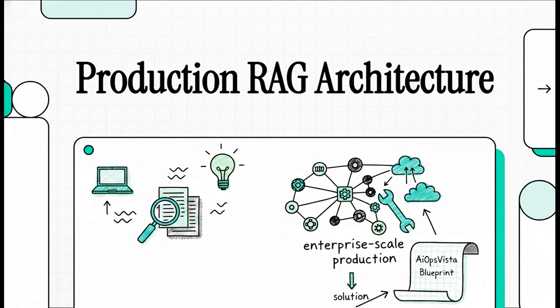But taking that magic from a local, contained prototype to massive enterprise-scale production? Oh, that is an entirely different beast. Today, we're tearing down the IOPS Vista blueprint for production RAG architectures. We're going to expose the hidden, frankly terrifying pitfalls of scaling these systems, and more importantly, we're going to build out the foundational 6-layer blueprint with a massive focus on observability to actually solve them.